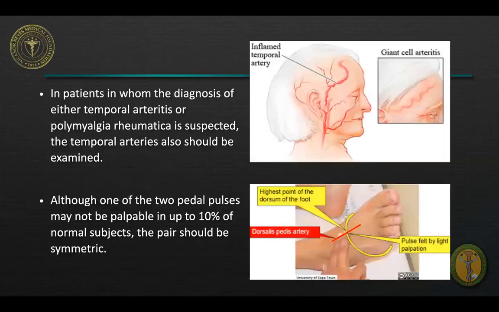In patients in whom the diagnosis of either temporal arteritis or polymyalgia rheumatica is suspected, the temporal arteries also should be examined, although this is also included in the examination of the head. Please take note of the figure below the slide. It shows us the location of the bipedal pulses. Although one of the two pedal pulses may not be palpable in up to 10% of normal subjects, the pair should be symmetric.